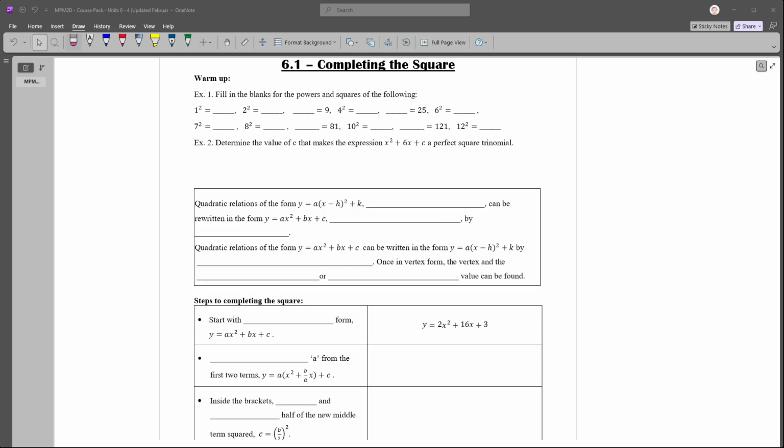All right, let's get this unit started. Let's start off with a little bit of a warm-up, all right? We're going to answer all of our exponents here and see what we can know. So it says fill in the blanks of the powers and squares for the following.